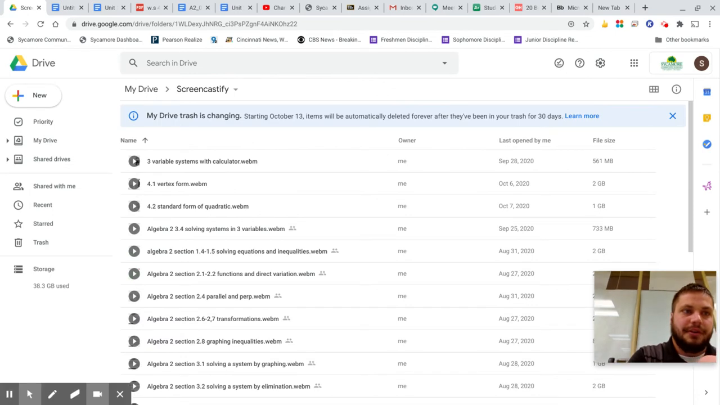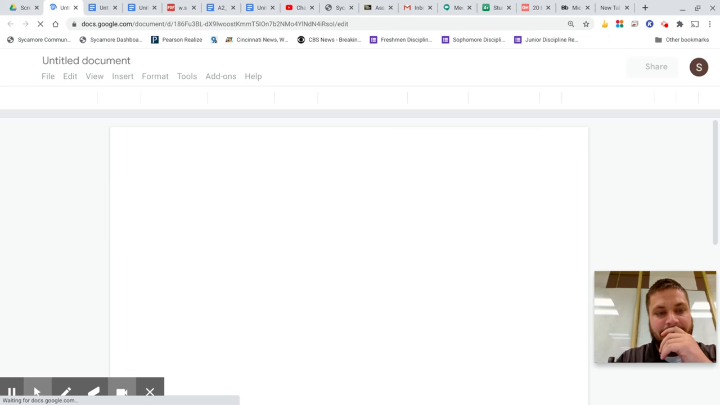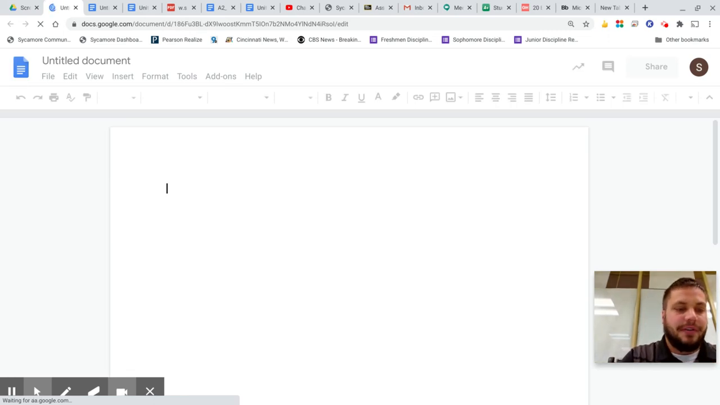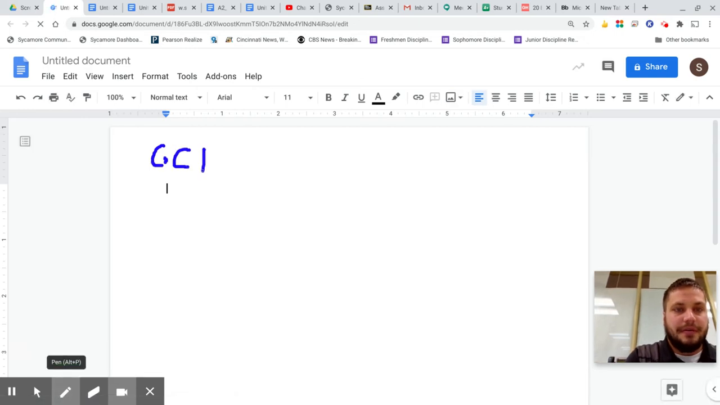Here, we'll just create a whole new fresh document here. Okay, when you're factoring, what you first always want to look for is what's called a GCF, a greatest common factor. Okay, so let's look at one like that.